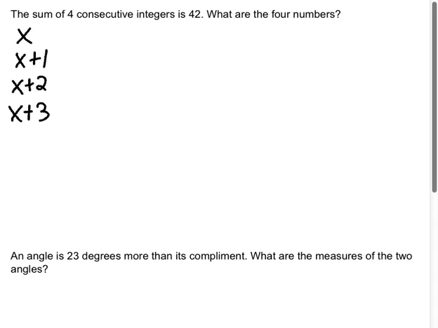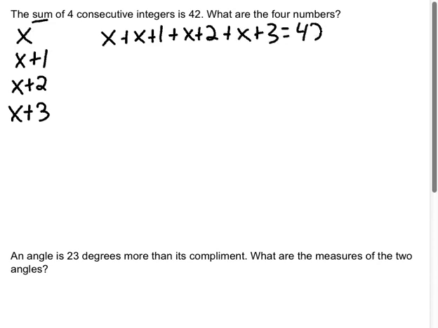And it's talking about their sum being 42. Sum means adding them all together. So x plus x plus 1 plus x plus 2 plus x plus 3 is going to be 42. Again, it specifically tells me the sum is 42. And now, just like with the rectangle problem, I have kind of a big mess on the left-hand side. So what I'm going to do right away is clean this up. I'm going to make it look nicer.